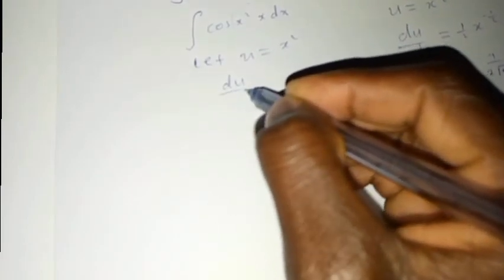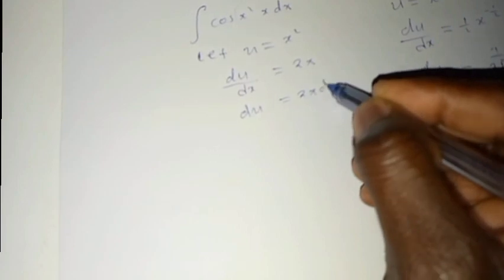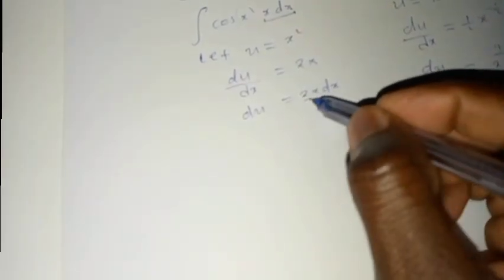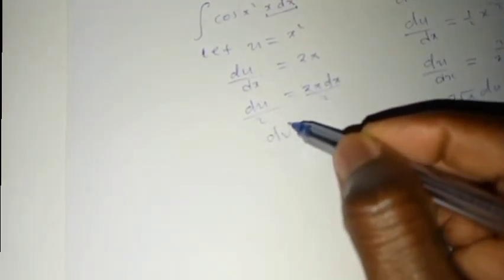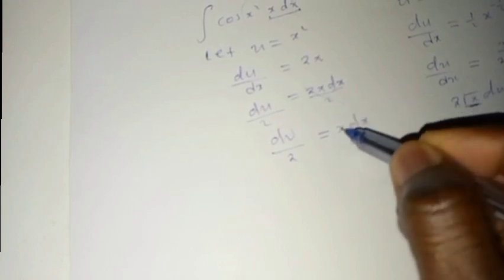I can differentiate this part to get du/dx. This is going to be equal to 2x, meaning that du is going to be equal to 2x dx. So for me to come up with a part similar to what is in the integral, I have to divide throughout by 2. I'm going to get du over 2 equal to x dx, so this part and that part are the same.